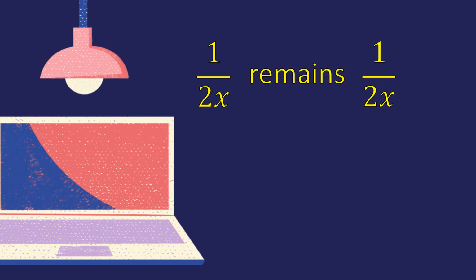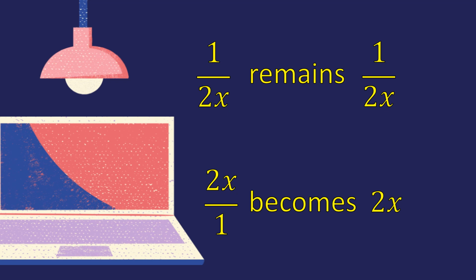I know that some are still confused on this. 1 over 2x remains to be 1 over 2x, while 2x over 1 becomes 2x. Take note on this. If the remaining term on the numerator is 1, then you should copy it in its simplest form. If the remaining term on the denominator is 1, then you may no longer write it in its simplest form.